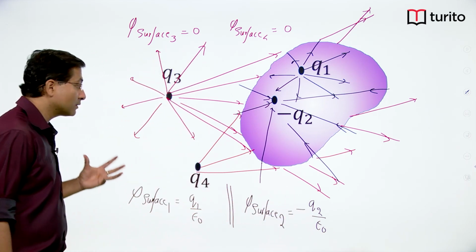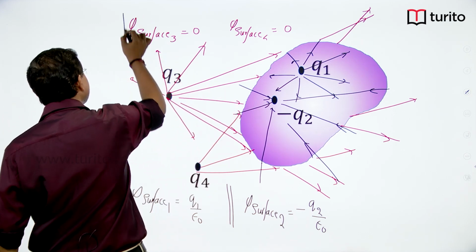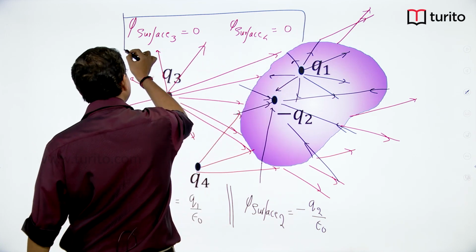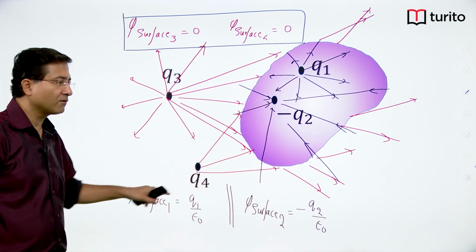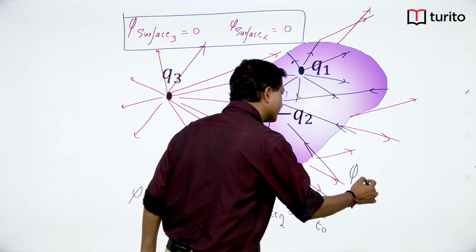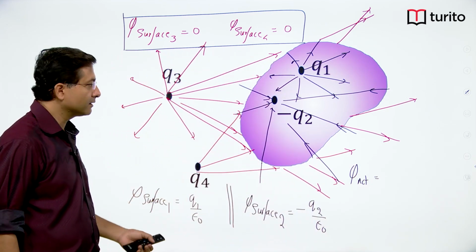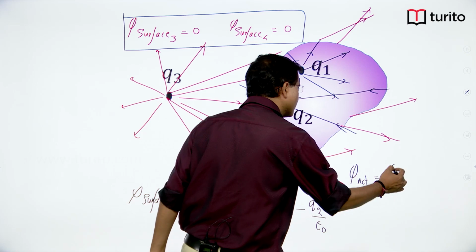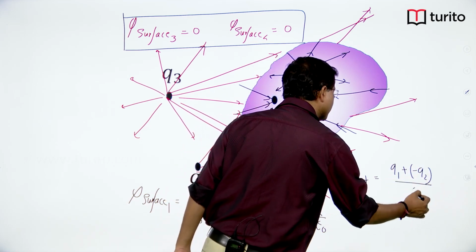So if I ask what is the total flux associated with the surface, these two contributions will be 0. Now what is the total flux or net flux? Add these two, it is a scalar quantity. So adding these two gives me Q1 plus minus Q2, that is Q1 minus Q2, divided by epsilon naught.